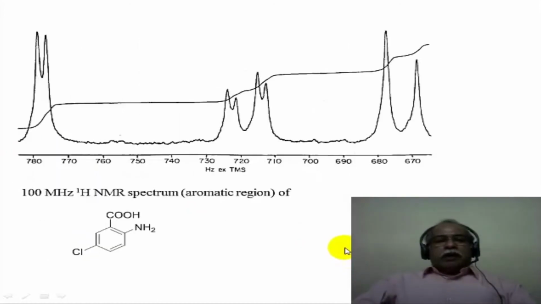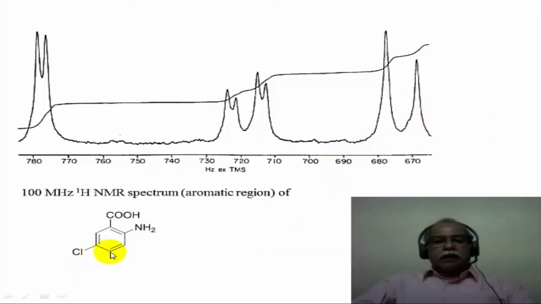Here again, a spectrum of chloroanthranilic acid is given. Now this particular hydrogen, which is adjacent to the chlorine and the COOH, comes around 7.8 ppm. This is a 100 MHz NMR spectrum. The aromatic region alone is shown in this spectrum. And the hydrogen that is ortho to the amino functional group would come at the lowest chemical shift value, and that has an ortho coupling, so it is a doublet.